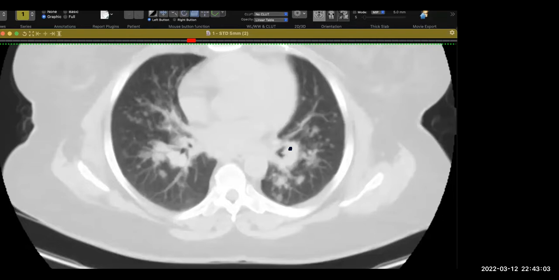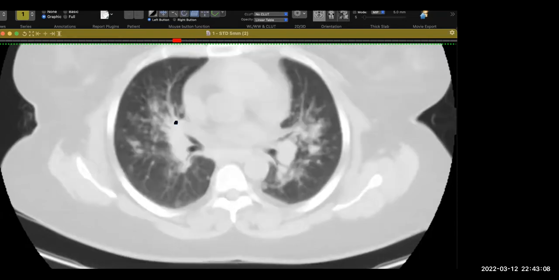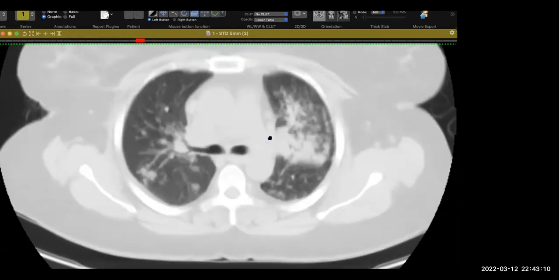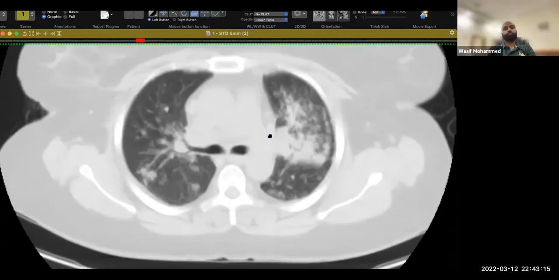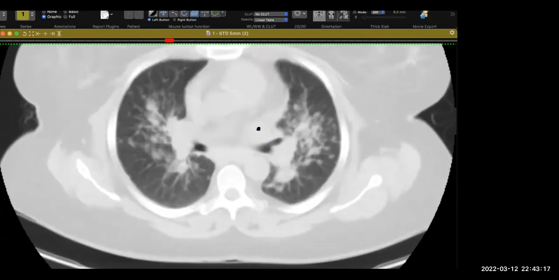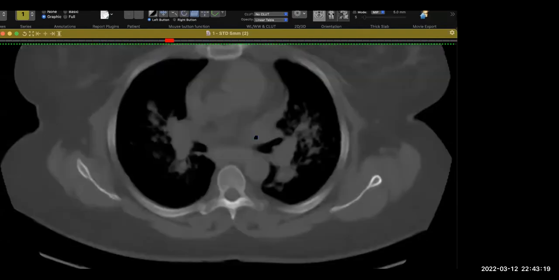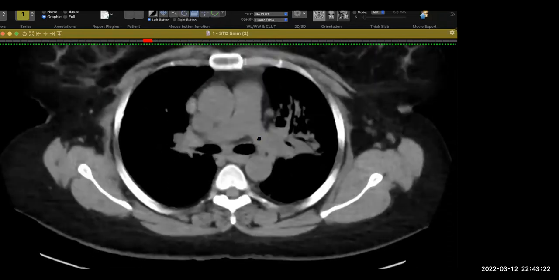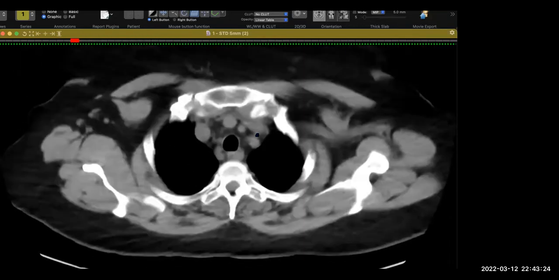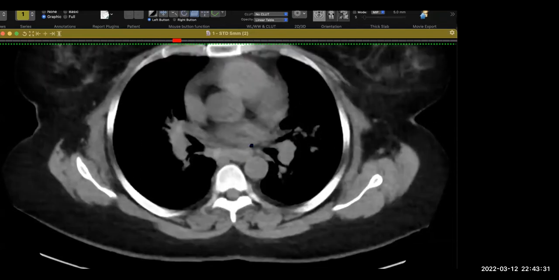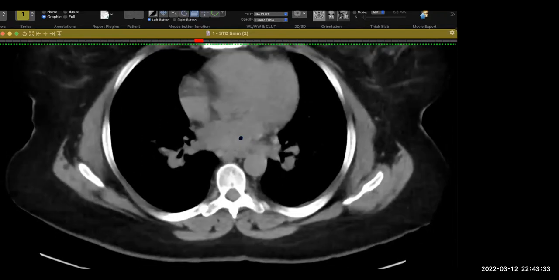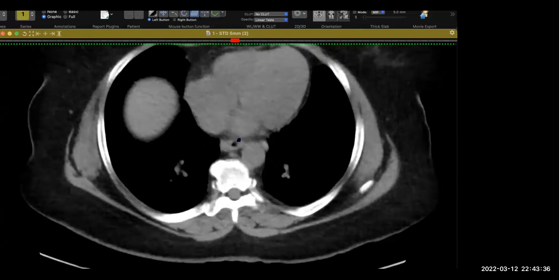Yeah, so multiple areas of airspace opacification in bilateral lung fields with tree-in-bud opacities. I'm thinking of infective. In my routine, I first look at the mediastinal window to look at the nodes, if there are any enlarged mediastinal nodes. So on this, there are paratracheal, subcarinal nodes. They are not grossly enlarged, but there are some nodes.